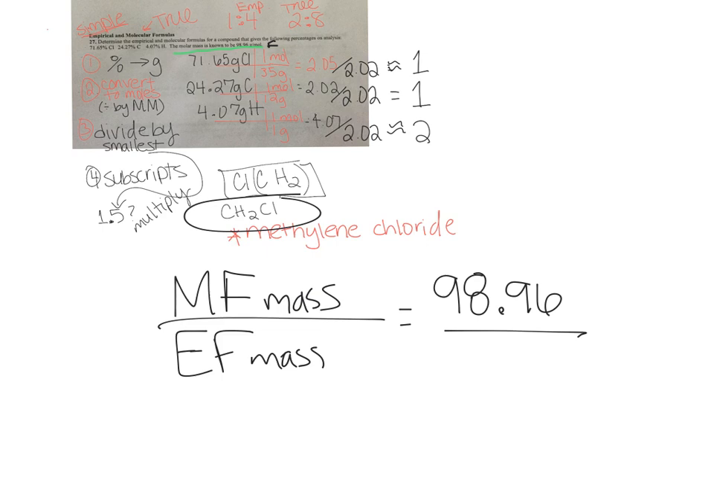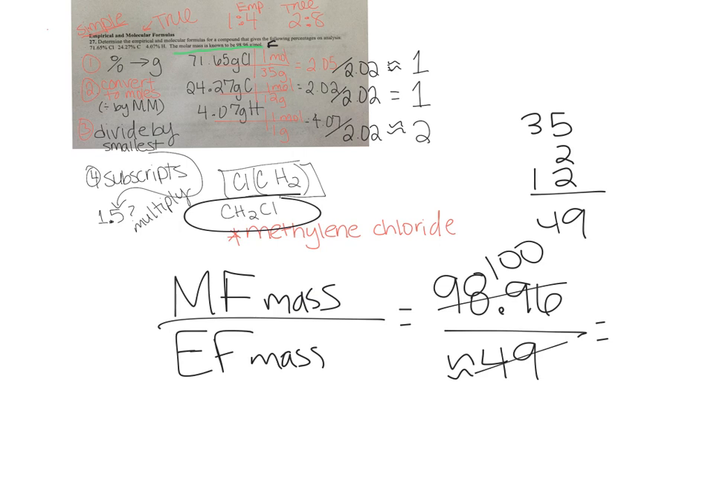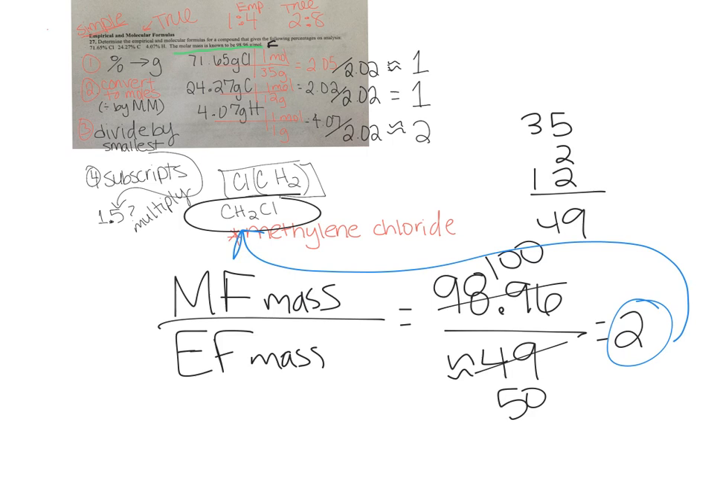And so chlorine is about 35, 2 hydrogens, and then a carbon who is 12. So I'm going to do this little math right here, 49. So it's like 49-ish, okay? Looking here, you can actually do this mental math. This is about 100. This is about 50. So it's a 2/1 ratio, okay? So what we're going to do with this special little 2 here is we're going to multiply it by all of our subscripts.